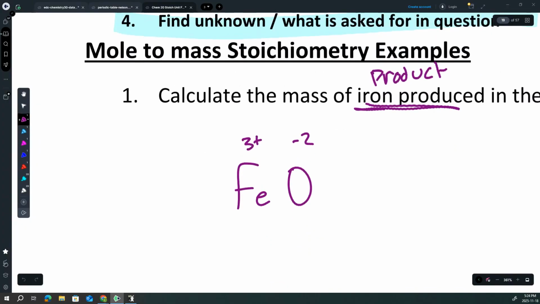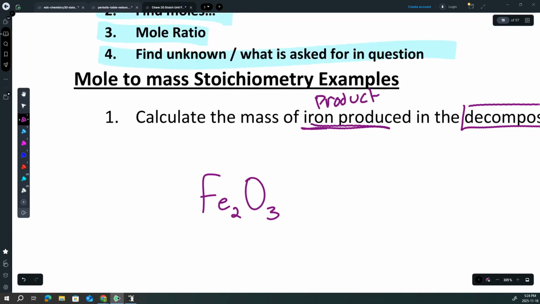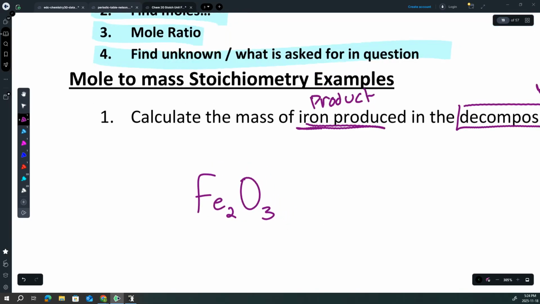Alright, so because 3 minus 2 does not equal 0, we have to do crisscross applesauce. So that's why I'm going 2 here and then 3 over here. Alright, so now that compound is balanced, so we're good to go on that.